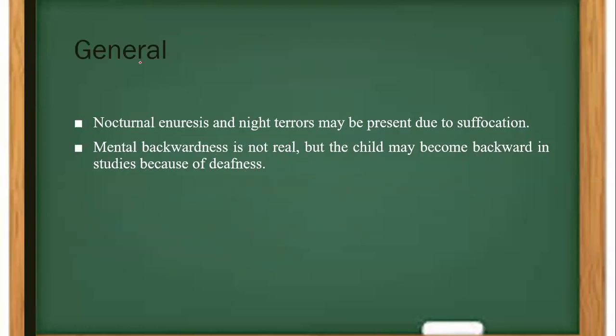Then the general clinical manifestations. They include nocturnal enuresis and night terrors, which may be present due to suffocation. Because when nasal obstruction occurs, they cannot breathe through the nose. So they will depend on mouth breathing, and they will feel a sense of suffocation. So they will have a tendency to nocturnal enuresis and night terrors.